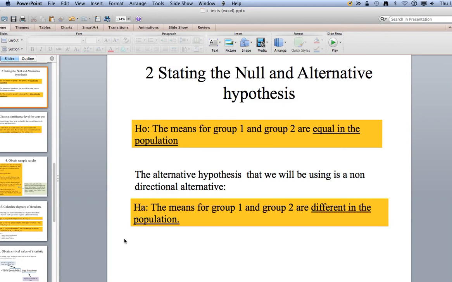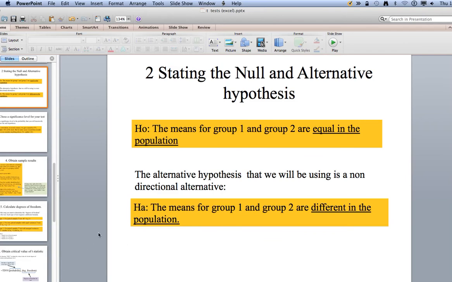All right, so stating the null hypothesis and alternative hypothesis is the first step. That's one of the most important steps in any hypothesis test. So as you will recall from previous videos, the null hypothesis here is that the mean for group 1 is equal to the mean for group 2 in the population. In other words, that the average GPA for female students is equal to the average GPA for male students in the population.